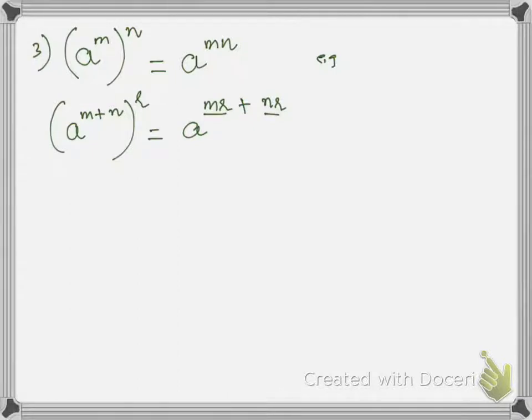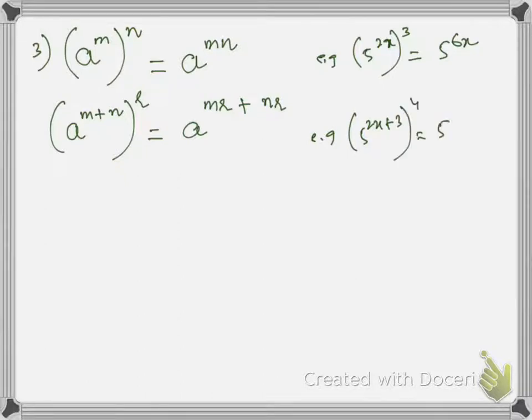The examples are: if we have 5 power 2x whole cube, we can simplify this as 5 power 6x. And if we have 5 power 2x plus 3, whole power 4, we can simplify this as 5 power 8x plus 12.